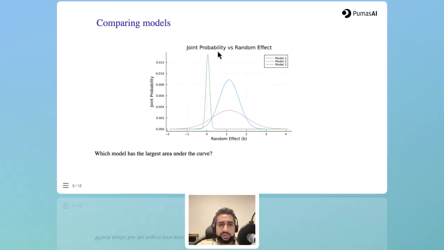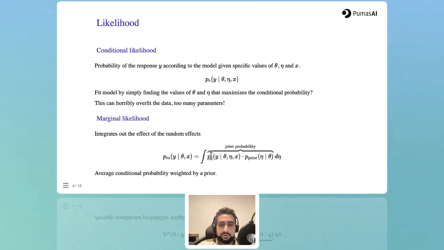So let's maybe take these three examples of models. There's model 1, model 2, model 3, and we have this joint probability versus random effect. So what's the joint probability? The joint probability is this product here. And the marginal likelihood is basically the area under the curve of the joint probability. So when you take the integral of a function like this with just a single output, the integral has the interpretation of being the area under the curve from minus infinity to that point that you took the integral to.